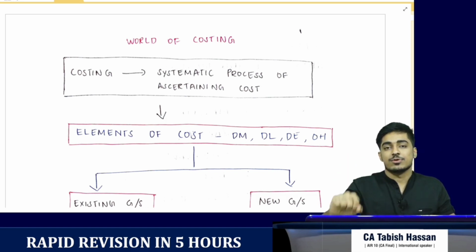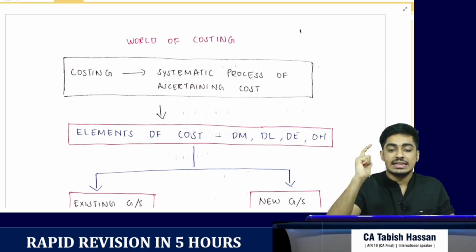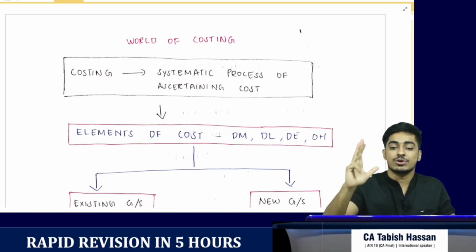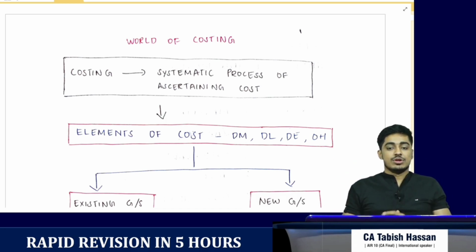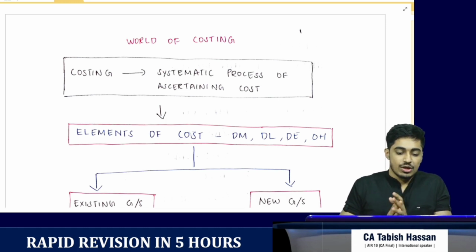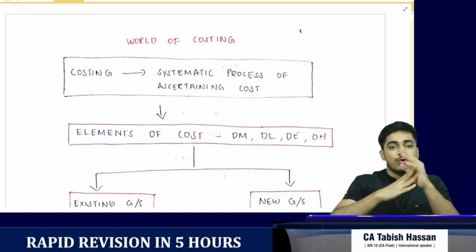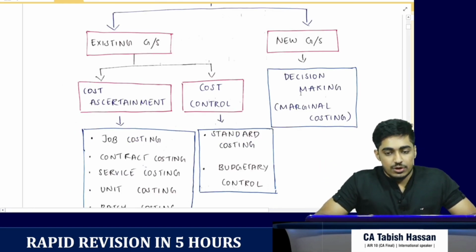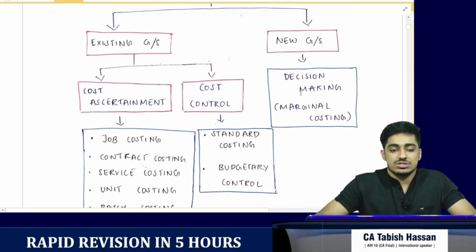Okay, so the elements of cost, practically we call them material, labor, expense, and then all the indirect costs together we call by the name overhead. So we discussed costing and we also discussed the elements of cost. Now, cost can be calculated for goods as well as service. So costing can be done for existing goods or services or new goods or services.